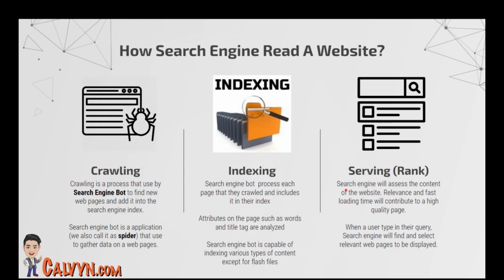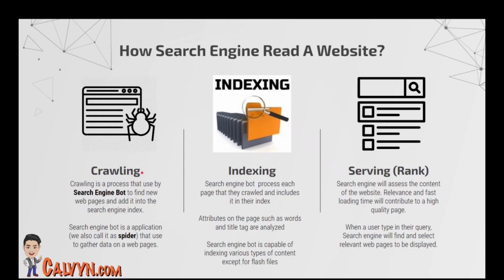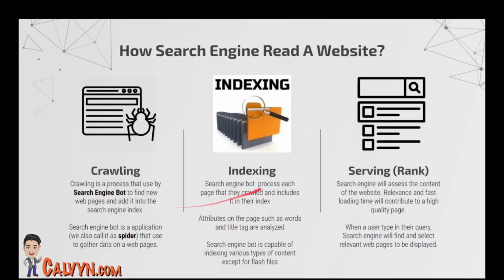Okay, so just now we mentioned the 5 steps a search engine uses to process a page. Now we want to know how a search engine reads a website. The search engine will send their bot, or we call it a spider, to your website to go through all these 5 stages. After that, they bring all the information back to the index to keep in their record. And when someone searches for a result, it will show the result to the customer. It will actually rank you. So this is how a search engine works.